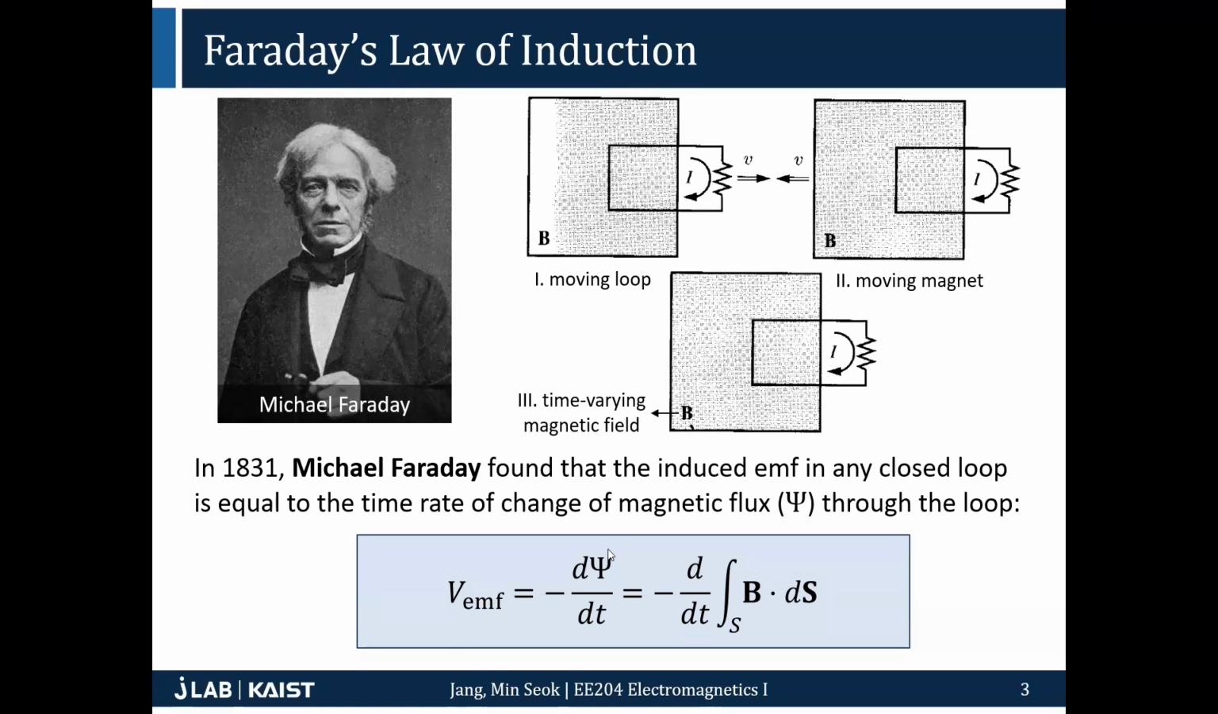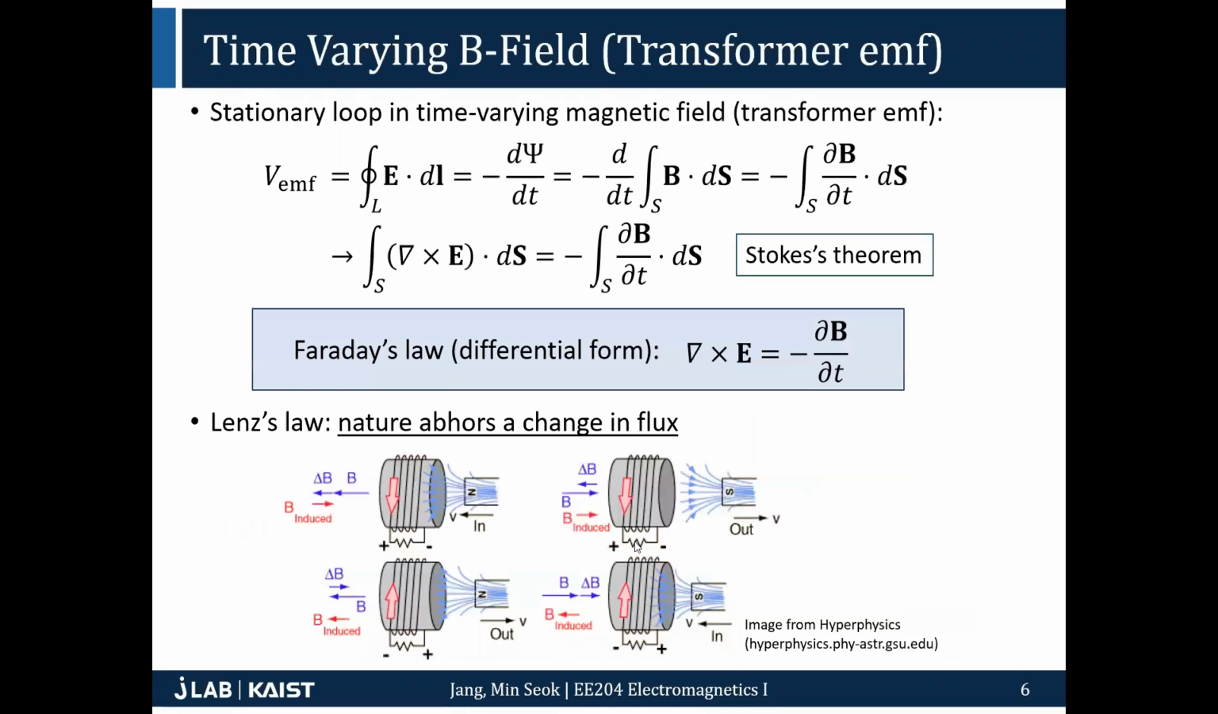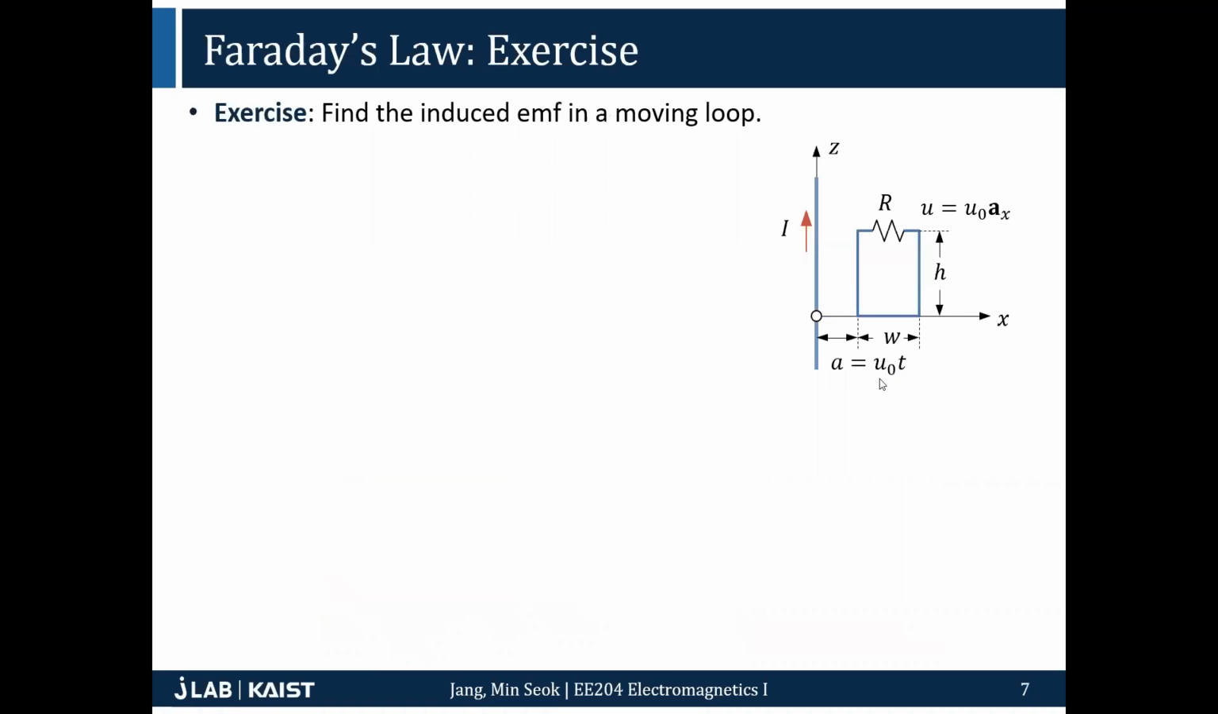And then from this formula, we deduce that dB dt, the time-varying magnetic field, creates electric fields in a curly way. So Faraday's law in integral form is equivalent to Faraday's law in differential form, like curl of E is minus dB dt. And then we started working on finding this electromotive force in various cases.